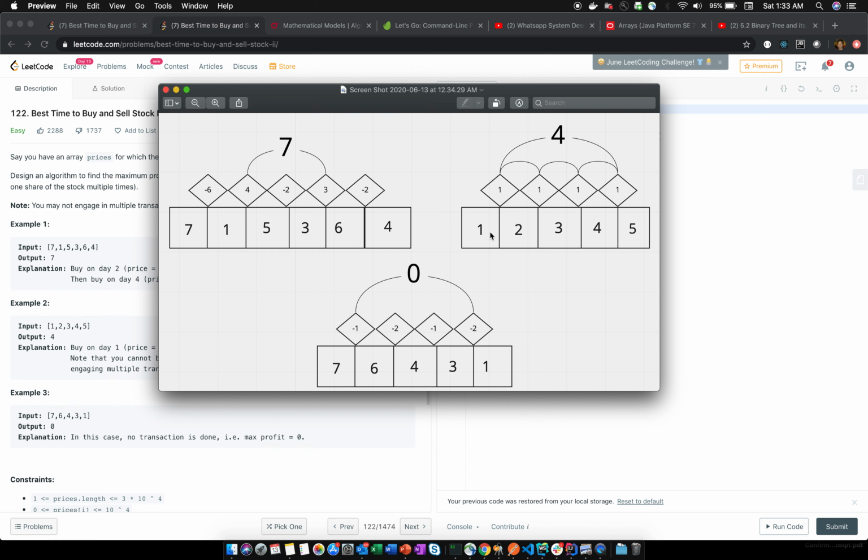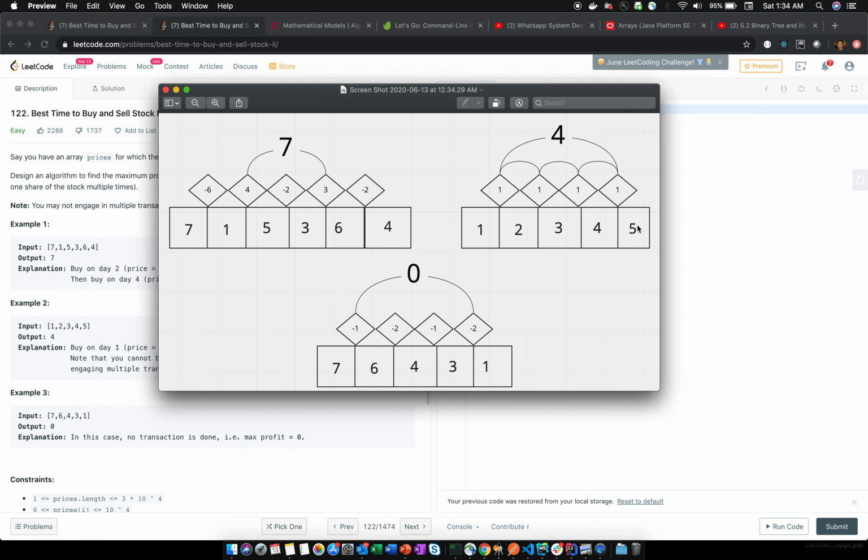Which was 1 2 3 4 5. From here to here there is a price increase of $1, and again a price increase of $1. So every day there is an increment of price, so it means every day let's buy it and sell it the next day, and the next day. Or maybe all we can do is buy it on this day and sell it on the last day.